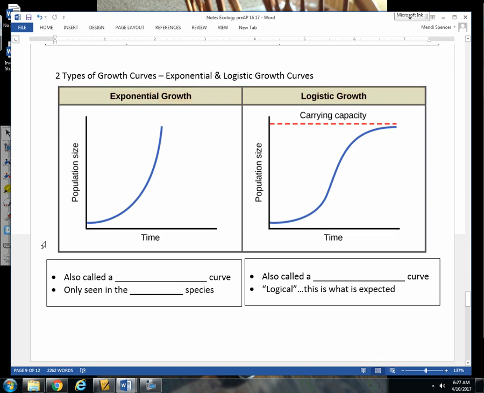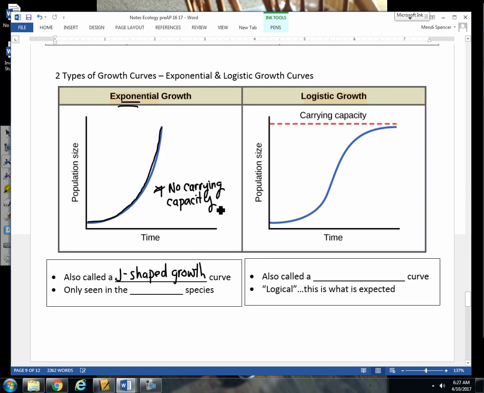There are two types of population growth curves. This one can be called a J-shaped growth curve, or the more technical term, it's called an exponential growth curve. We see a population increasing over time. It is increasing exponentially, and it's not hitting a carrying capacity. There's no carrying capacity being reached. So the population keeps increasing and increasing.